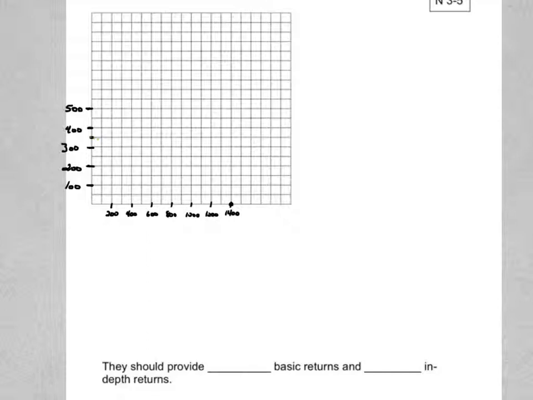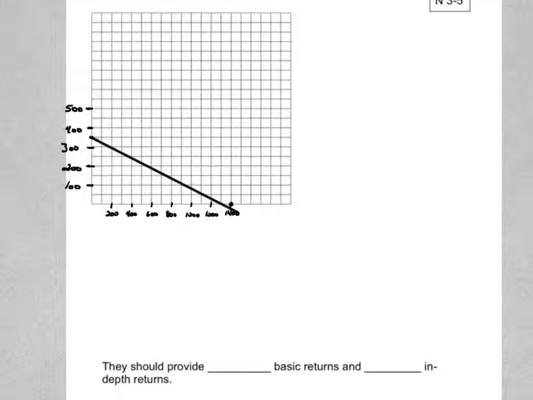Let's see, wait a minute. I want to make it a solid line instead of a dotted line. We want to go right through those points. Okay, so that's our first line.